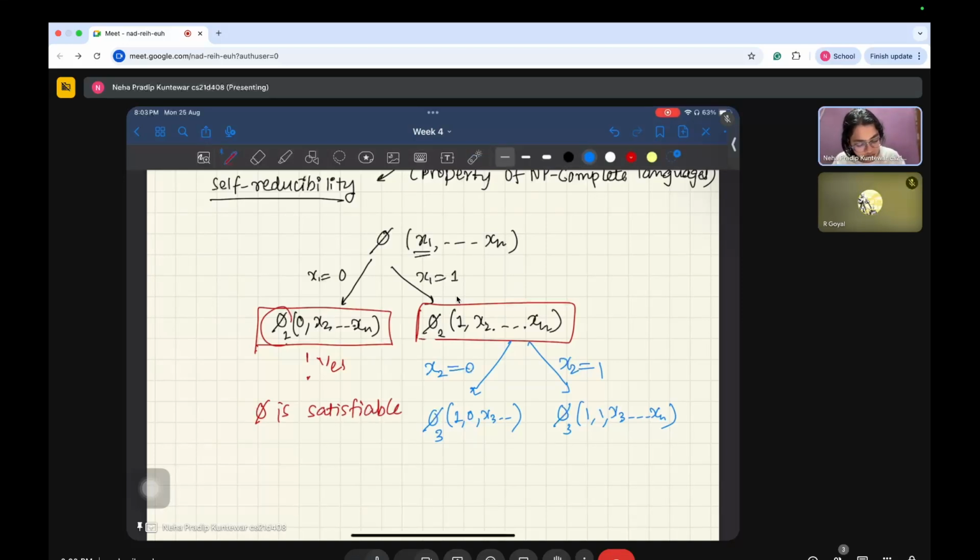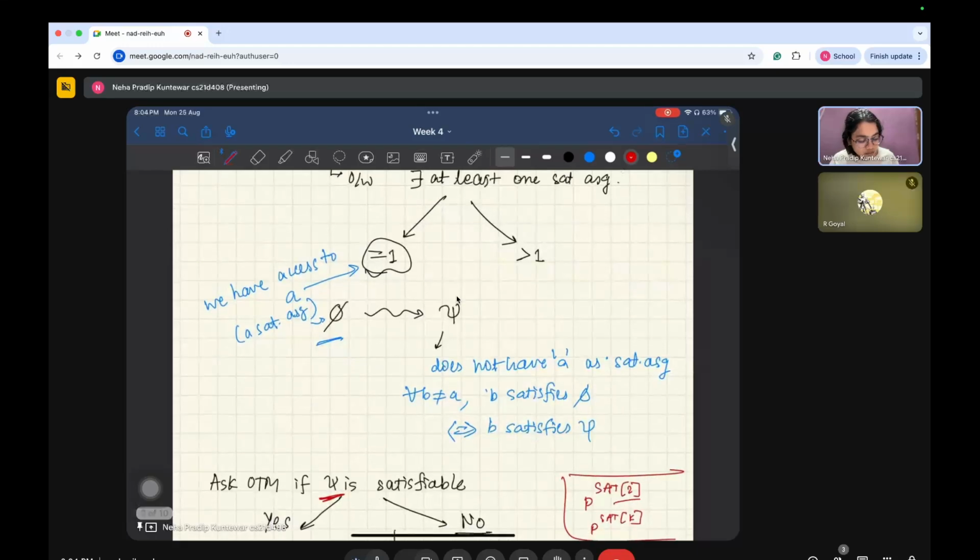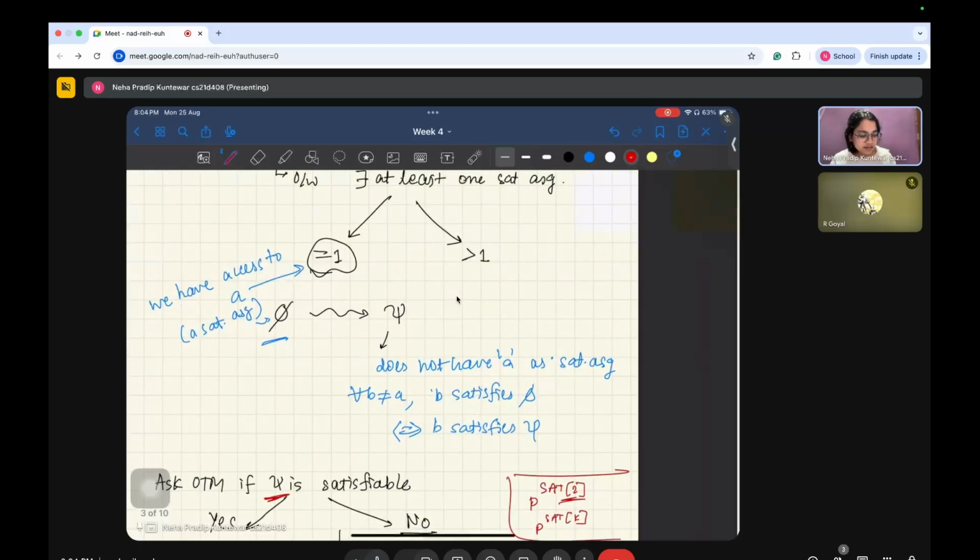Okay, so now because of this property, and because now we have access to the Oracle Turing machine, this 2 that I wrote here may not be 2 anymore because we are actually going to use it many times.